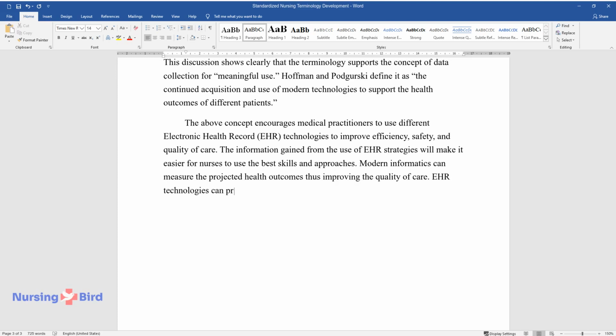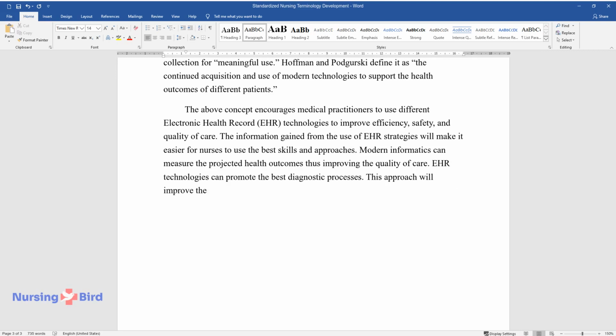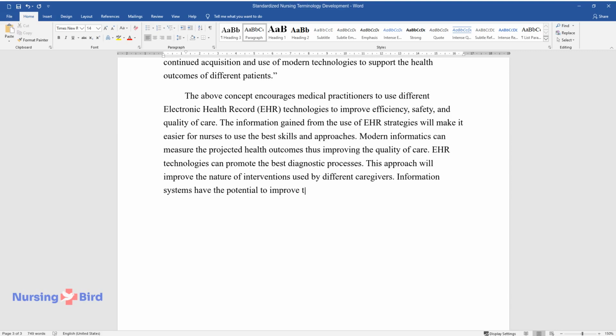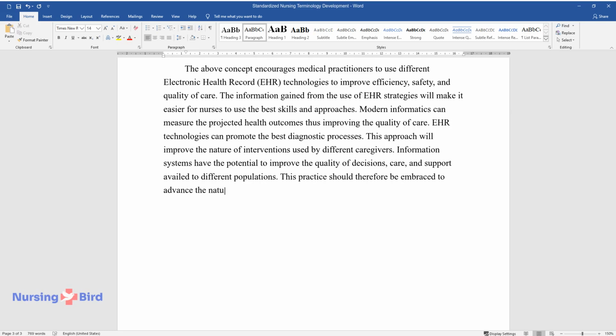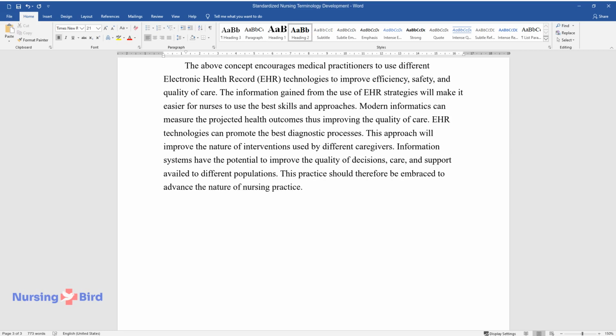EHR technologies can promote the best diagnostic processes. This approach will improve the nature of interventions used by different caregivers. Information systems have the potential to improve the quality of decisions, care, and support availed to different populations. This practice should therefore be embraced to advance the nature of nursing practice.